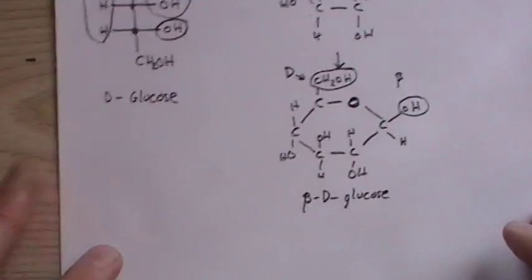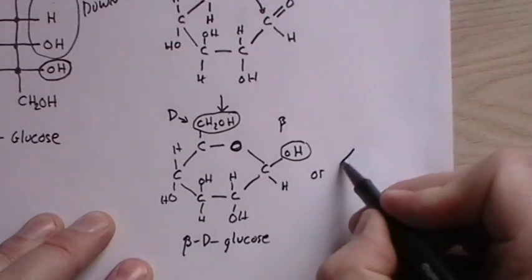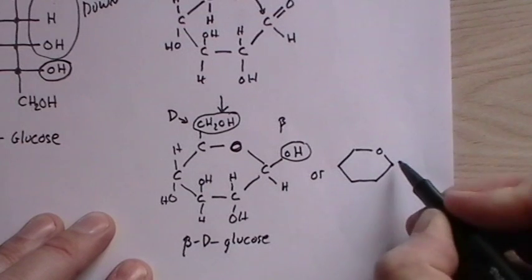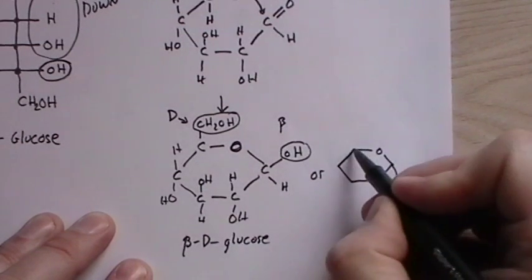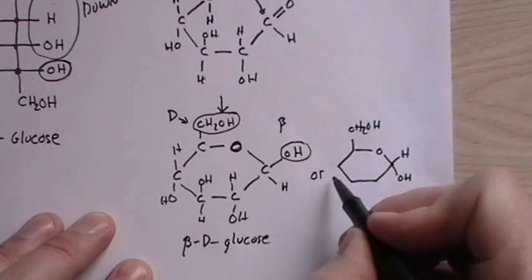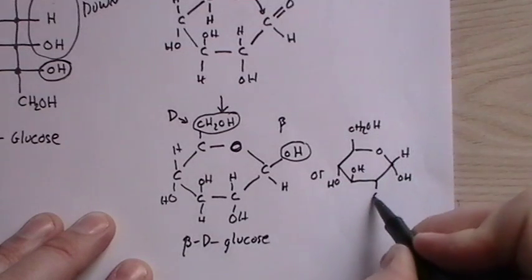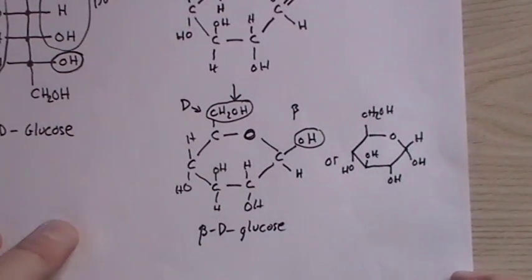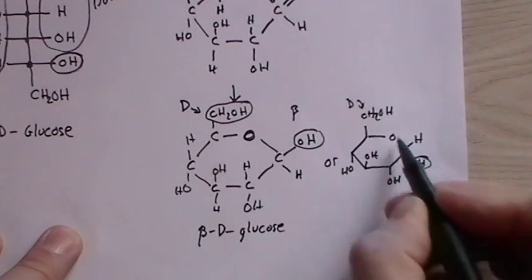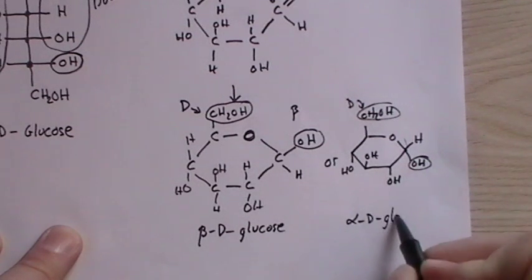Now I'm going to use a line angle structure. If I draw it smaller with the line angle, the OH could have gone down. I'll put the hydrogen here. And this is how you draw it without the hydrogens, just knowing that on the other side of that OH must be a hydrogen. Now this is still D because it's above the ring, but the OH group is across from it. And so that would be alpha D-glucose.